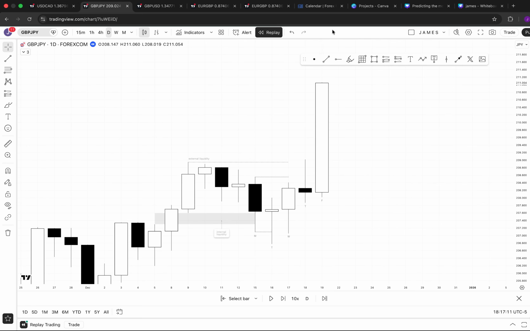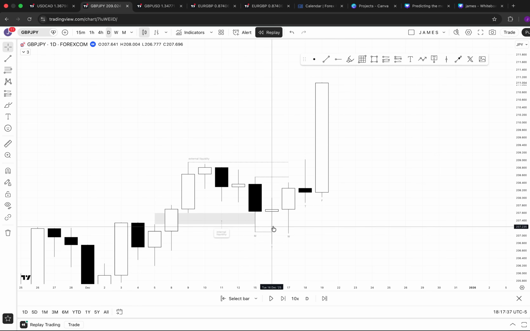Next example is pound yen. So we've got internal liquidity. Price has put in a high, broken above previous highs. We trade back into that internal. We've got the external liquidity. Monday, so if you look at the bottom, Monday the 15th, what does price do? It trades into that liquidity. So mitigation, respects it, starts to range.